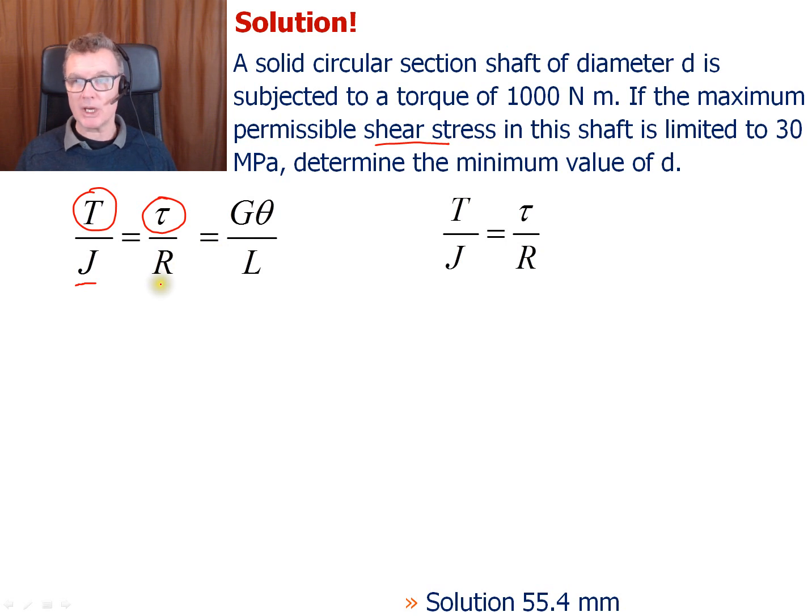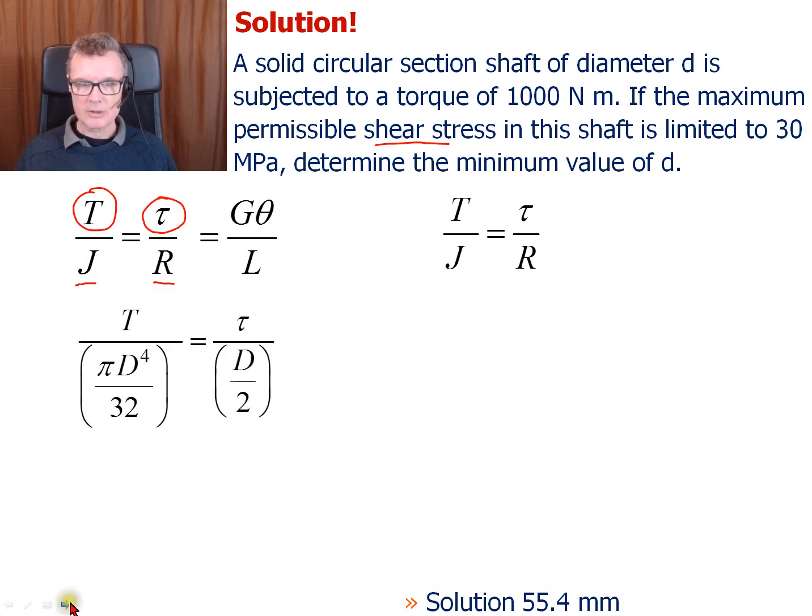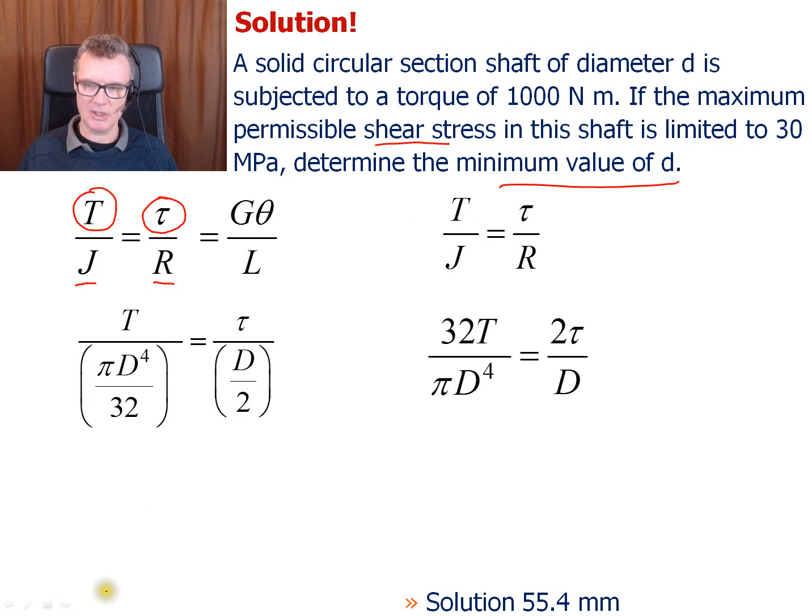And where is the maximum shear stress going to be? Well, it's going to be on the outer side of your shaft, so therefore it's going to be at half d. So these two terms are both dependent on d. So what I did was took your J formula, substituted it in, and the R, replaced that with d over 2. Notice that we're looking for d here, so it's best to work in terms of d.